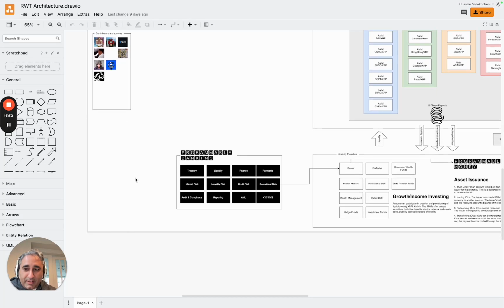PaveBank recently came out of stealth mode. And with programmable banking, the use cases are frankly endless. But the larger ones for institutions include things like treasury, liquidity, finance, payments, managing market risk, liquidity risk, credit risk, operational risk, audit and compliance, reporting, AML, KYC. All of these can be associated with a programmable bank account, which would have a programmable app or any number of programmable apps applied to that account.